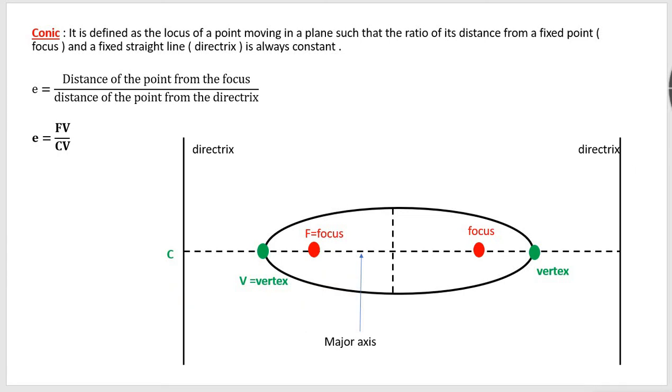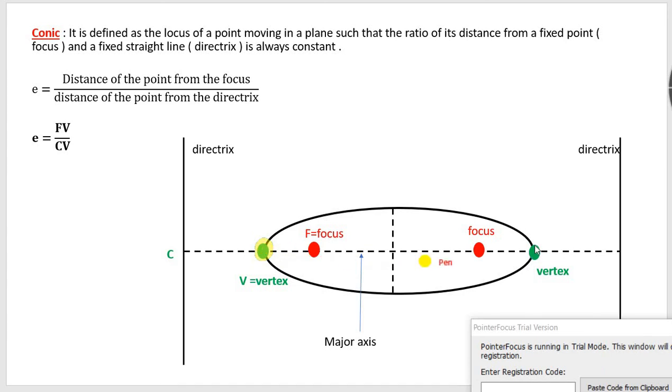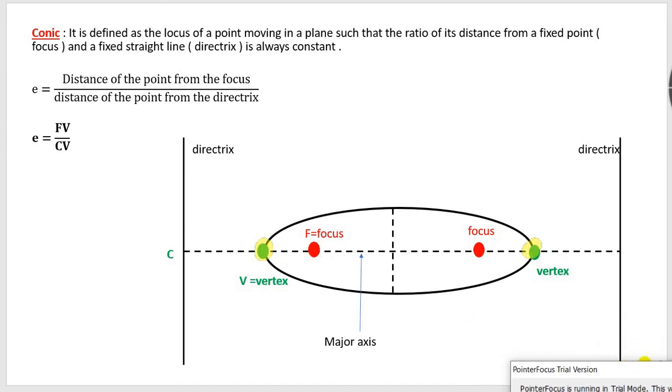Now let us go back to the previous definition. We have understood what is eccentricity. If you take a point here, this is the vertex. If this is an ellipse, then this is the directrix. Directrix will be there on both sides of the ellipse. This is the major axis, this is the minor axis, and the point where the ellipse touches the major axis is the vertex. On both sides you will get a vertex.